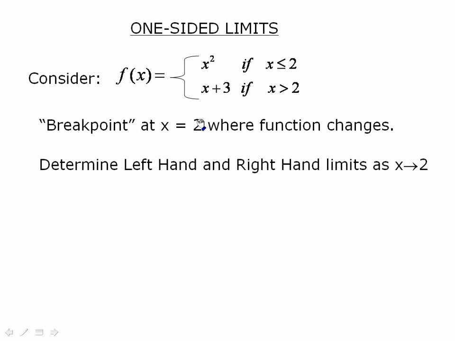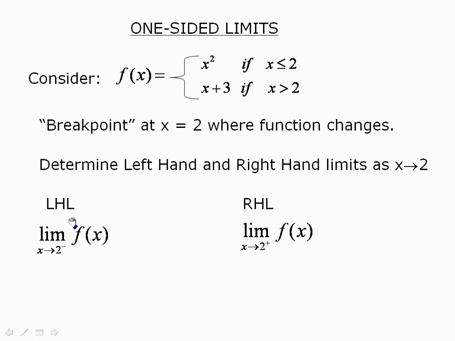So I did select that point, the breakpoint, and the left-hand limit goes like this. The limit of the function f of x as x is approaching 2, and when we see the superscript of the minus sign, that means that we are approaching it from the left side, the left-hand limit. And then the right-hand limit would be very similar, except it's 2 plus. And anytime you see that sort of notation, it means that we're approaching that value from the right side. So we're breaking it down, left-hand limit, right-hand limit.